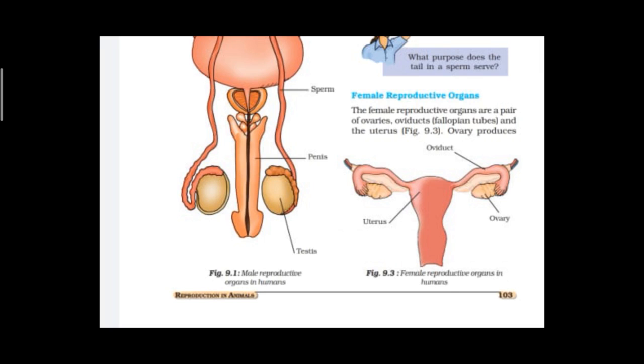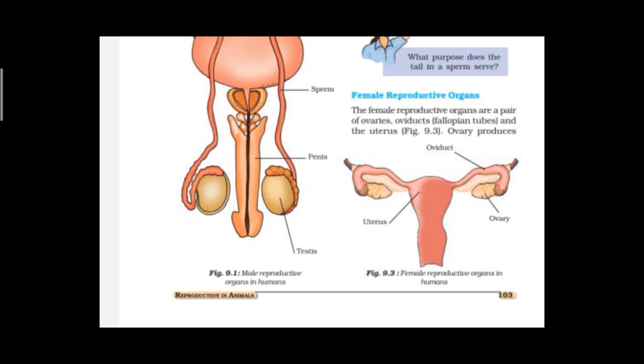Female reproductive organs. The female reproductive organ consists of a pair of ovaries, oviduct, or another name is fallopian tube, and the uterus. Here the ovary produces the female gamete called ovum or egg. Inside the ovary there will be many ova. But in a mature female body, the matured egg will be released into the oviduct.